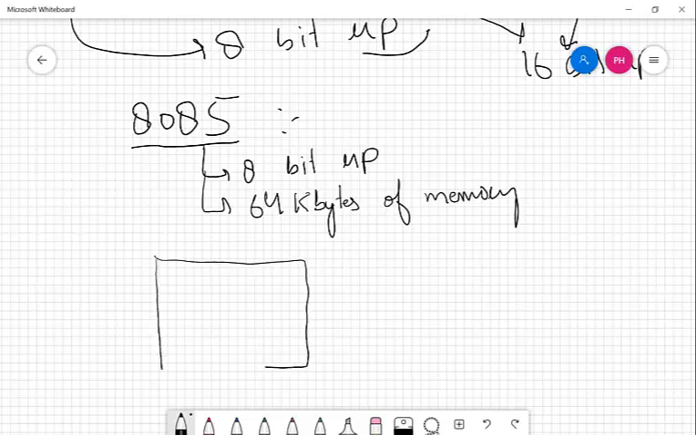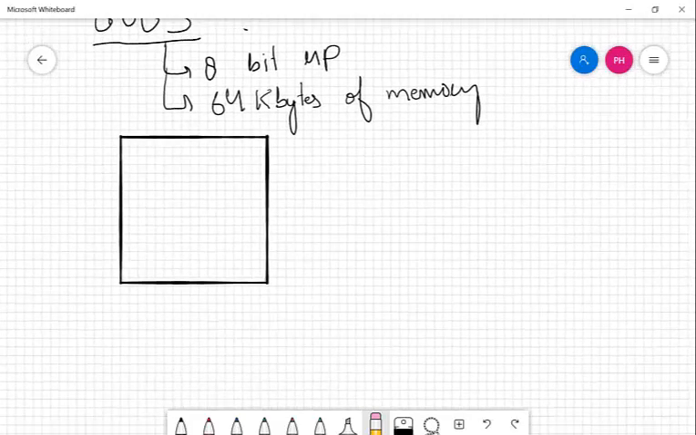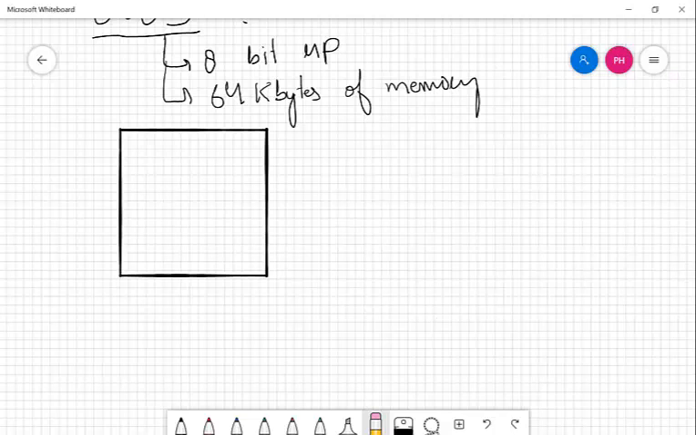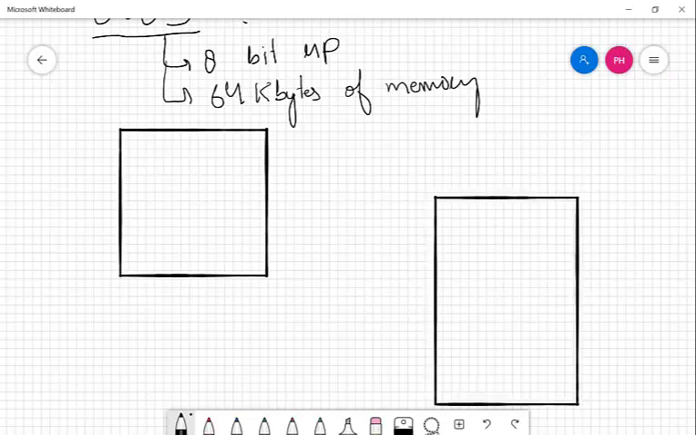I have already told you that before reading a memory, here we have memory. This is our memory, and this is our processor. Or let me draw the memory like this. This might be my memory. Okay, so inside the memory we have different memory locations.